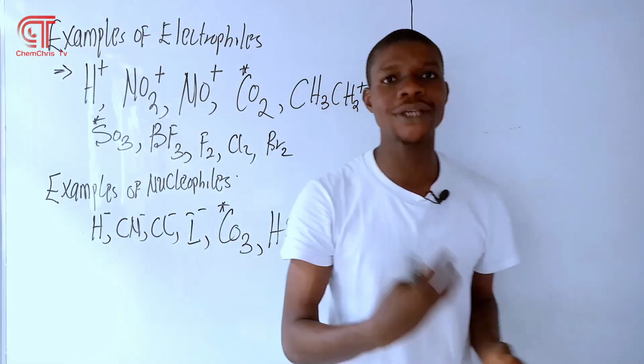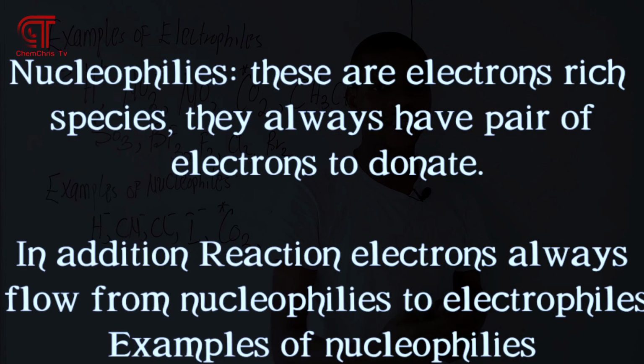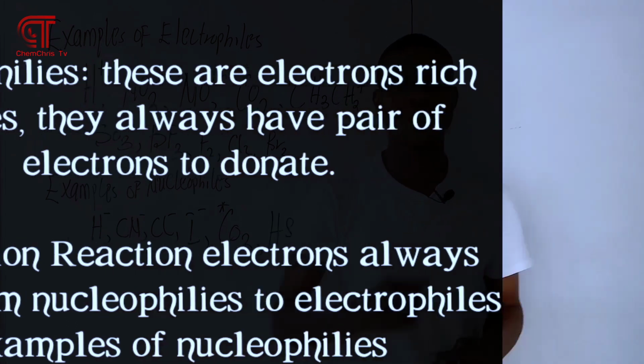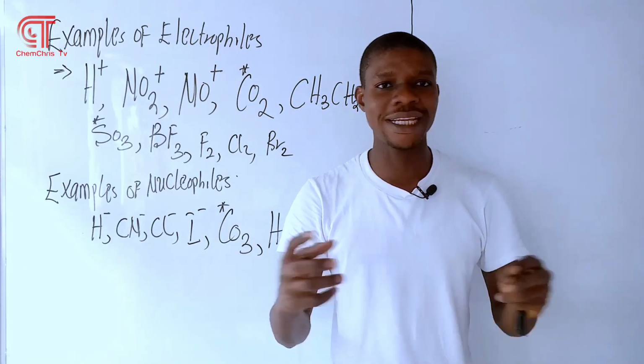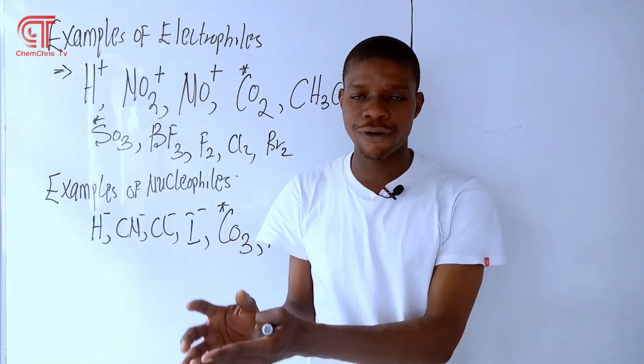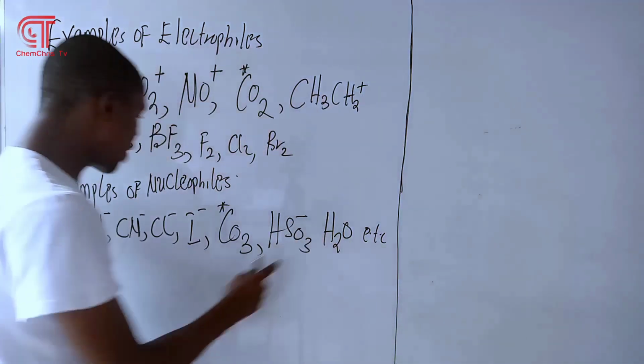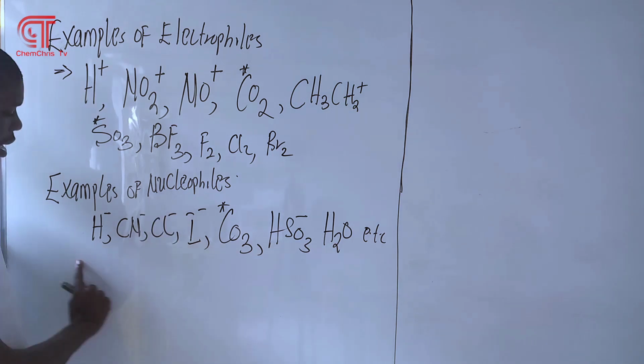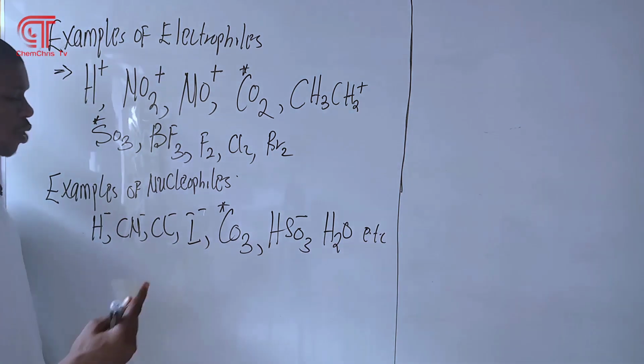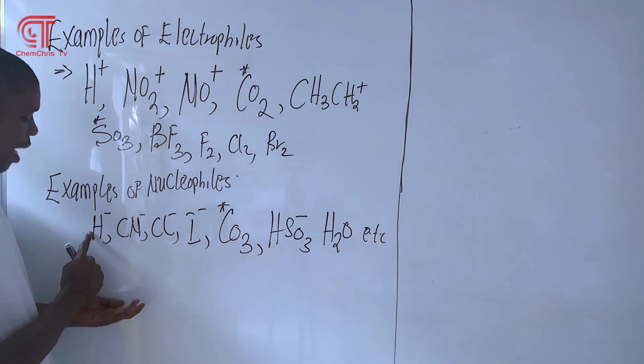The next thing you want to look at is the nucleophile. What is a nucleophile? These are electron-rich species. They always have a pair of electrons to donate. So in any addition reaction, those species that will donate electrons, or have a pair of electrons to donate, are called nucleophiles. In addition reaction, electrons always flow from the nucleophile to the electrophile. Examples of nucleophiles are shown here. We have various ones of them.